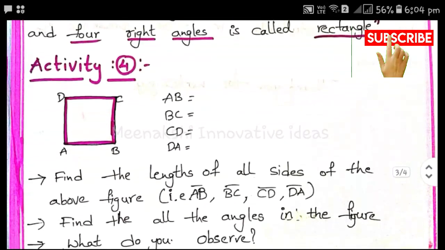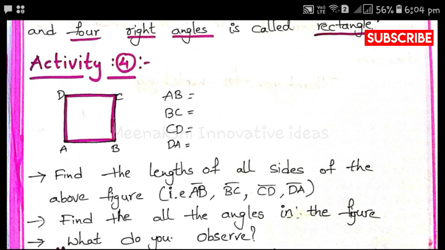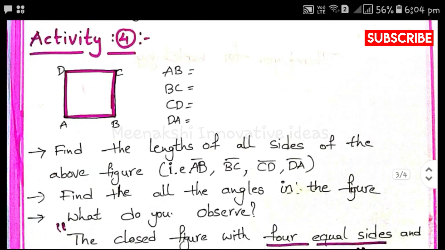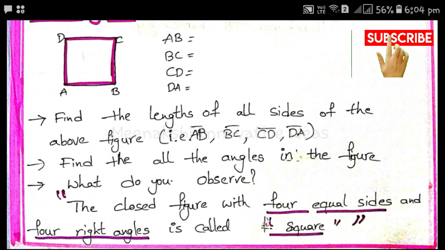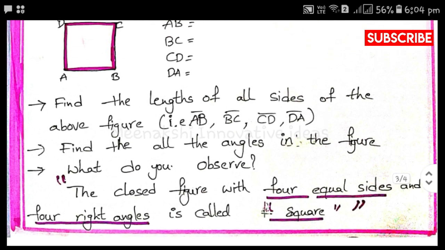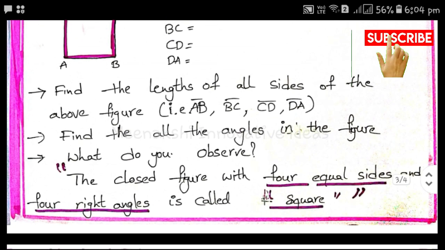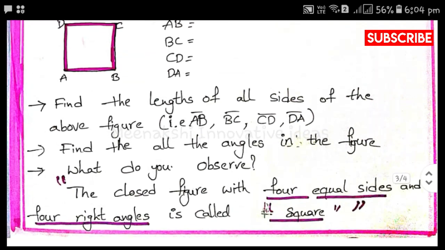So the closed figure with equal opposite sides and 4 right angles is called a rectangle. And activity 4. Also there is another figure, an ABCD shape, but here all the sides are equal and all the angles are equal and also right angles. So the conclusion is the closed figure with 4 equal sides and 4 right angles is called a square.